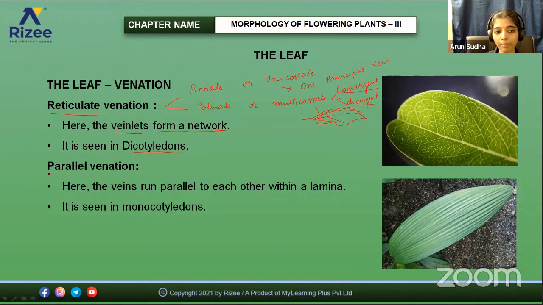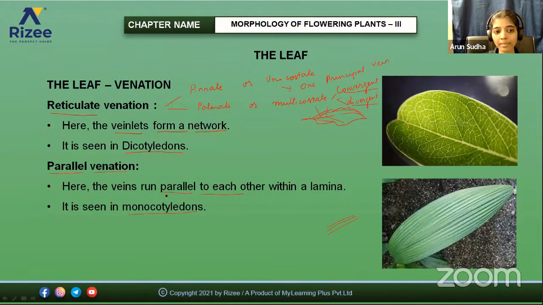And if you take the parallel venation, what is the difference between reticulate venation and parallel venation? This is an example for parallel venation. Here the veins run parallel to each other. If you take one vein, the other vein will go parallel. One line, the next line will be parallel to each other within the lamina. So it is seen in monocotyledons. That is one of the main differences.